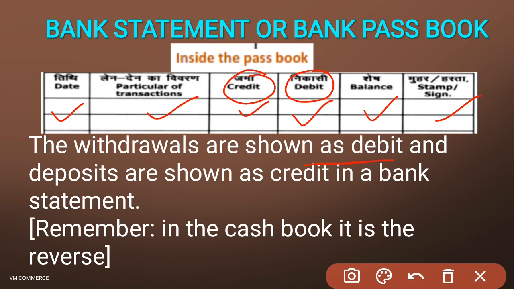So remember, here they have given one note: in the cash book it is the reverse. Reverse means, we will see in the next heading how it is reverse in the cash book. So this is the format of the passbook. Remember, in the debit column, withdrawals are shown. In the credit column, deposits are shown.